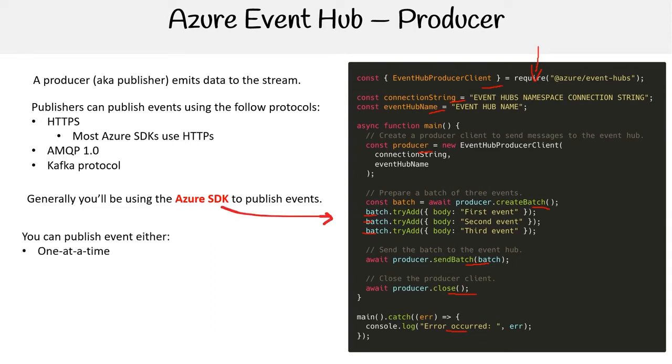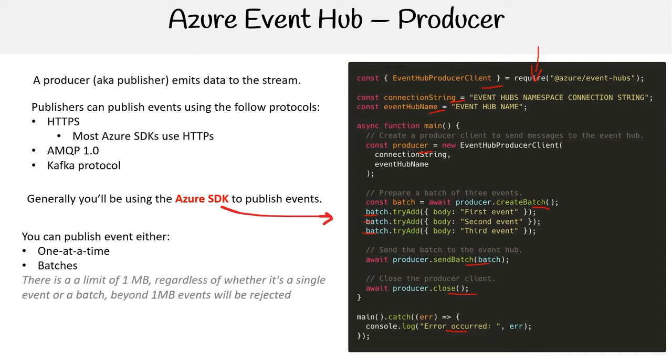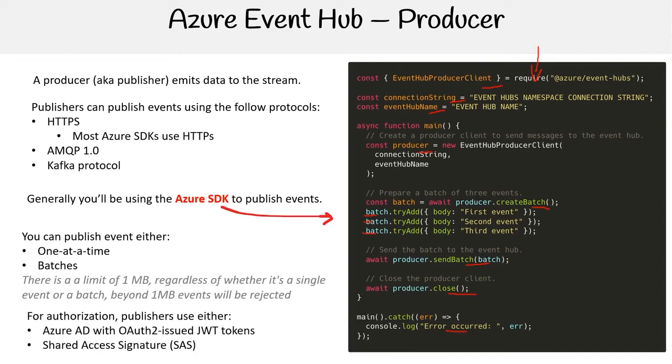You can publish events either one at a time or in batches, as we see here on the right-hand side. There's a limit of 1 megabyte, regardless of whether it's a single event or a batch. Beyond 1 megabyte, events will be rejected. For authorization, publishers use either Azure AD with OAuth-issued JWT tokens or a shared access signature (SAS), which is something we see a lot in Azure services.